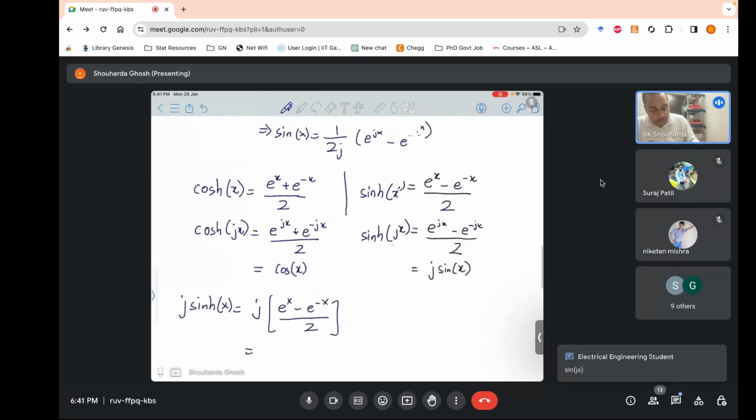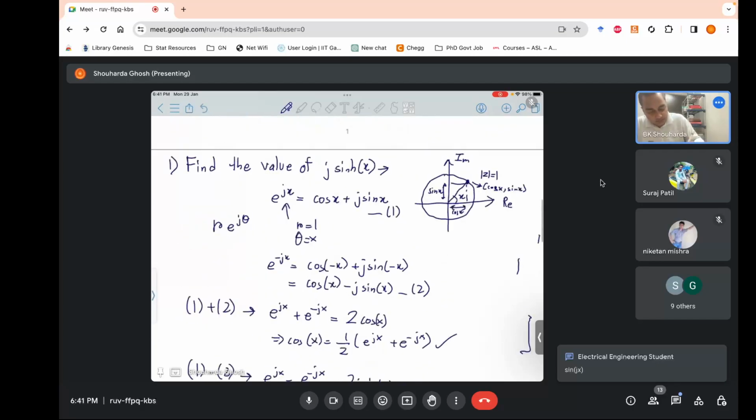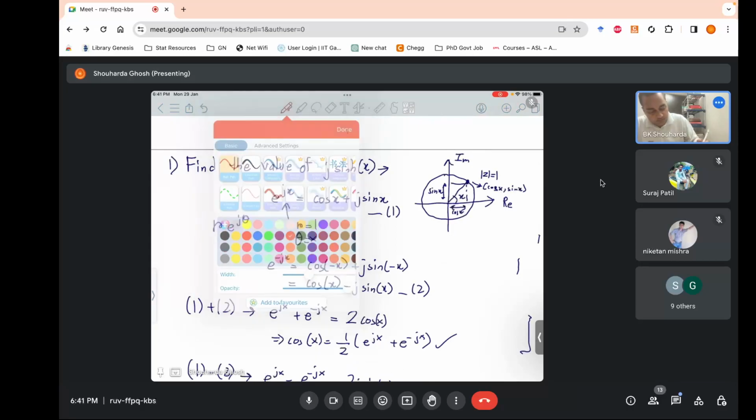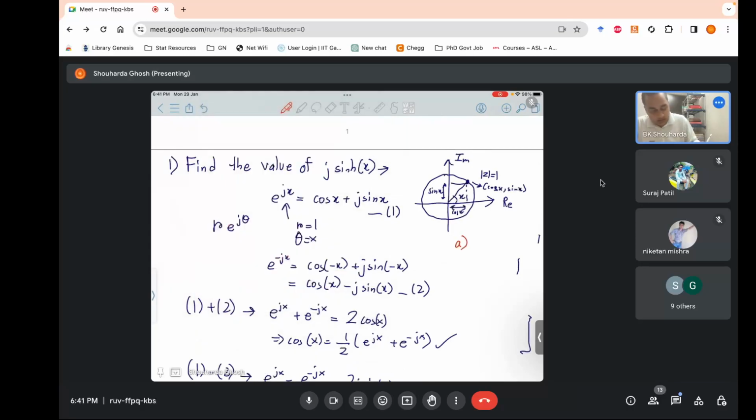So the options were actually sine jx, cosine jx, cos hyperbolic x, and minus sine hyperbolic x. Of course option D wouldn't make any sense, because that would mean j equal to minus 1, which is not the case at all.